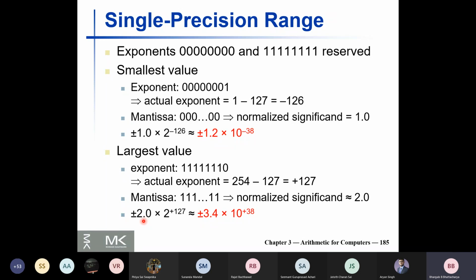Almost 2.0, plus or minus, times 2 to the power of the highest value of the exponent, and in decimal it turns out to be 10 to the power plus 38. So this is the range of representable numbers in single precision floating point arithmetic, from 10 to the power minus 38 to 10 to the power plus 38. Okay.